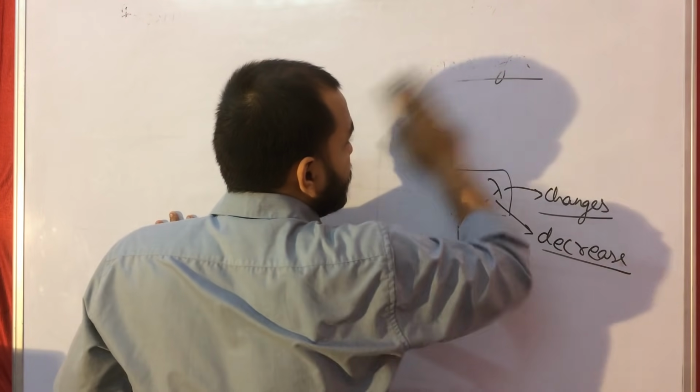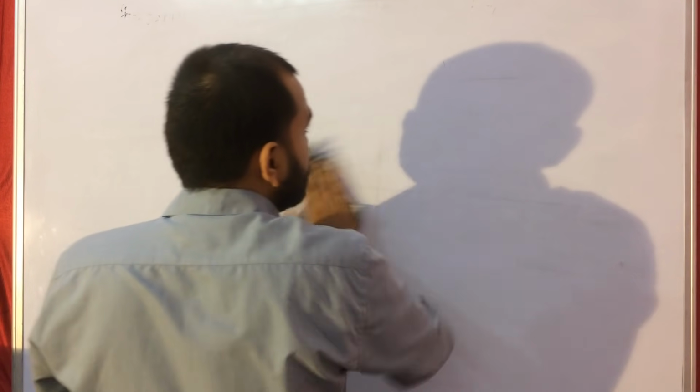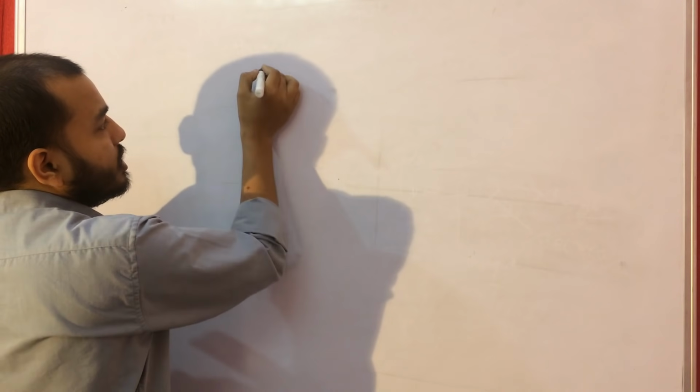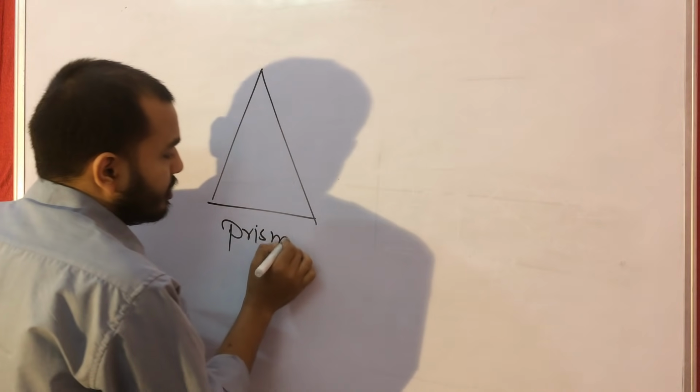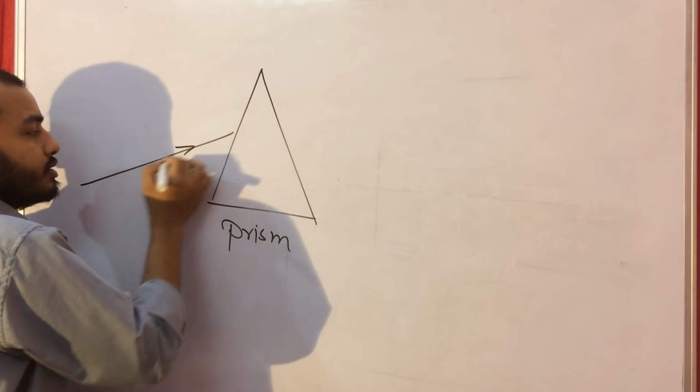That was the hard part of this topic. Now you can speed up. That you need to understand. For the first time you were learning all these things. Now see, if I have a prism, and I have white light over here. This is white light.